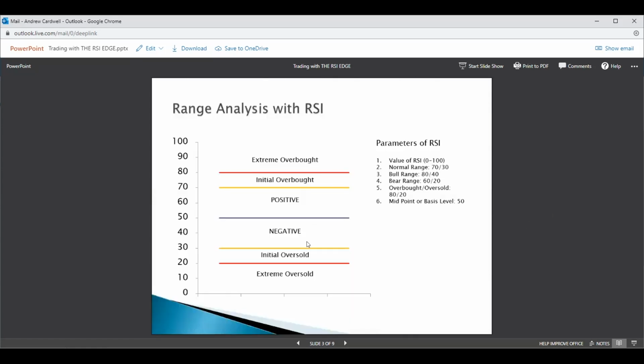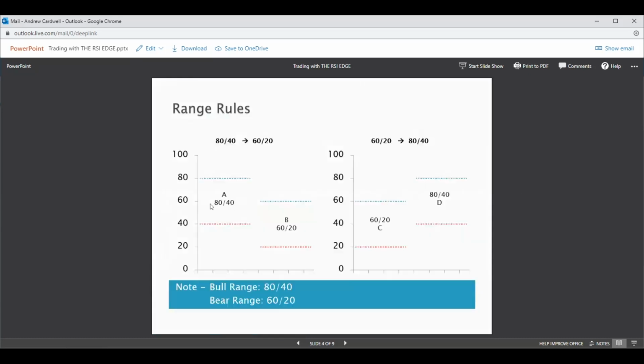Here's the range rules. Most people are using 70 and 30. And when I met Wells, I said the 70 and 30 are nice, but people are by nature bullish. So we need to move it up to 80, which means we've got to bring up the bottom to make it 40. And here's your values here for bull ranges and bear ranges.